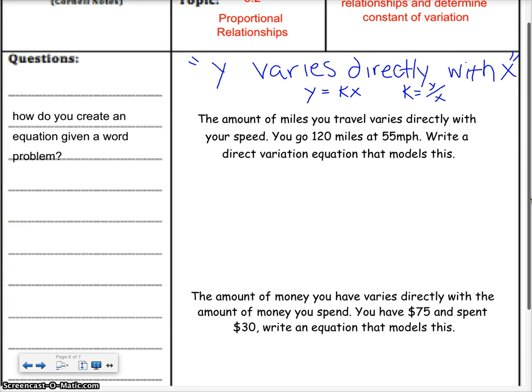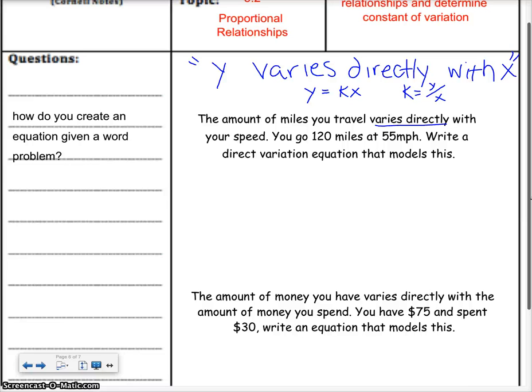All right. The amount of miles you travel varies directly with your speed. Notice how I marked that up. Make sure you do that in any kind of homework you have. I saw varies directly, and that was my key word. Y varies directly with X. So the miles you travel varies directly with your speed.